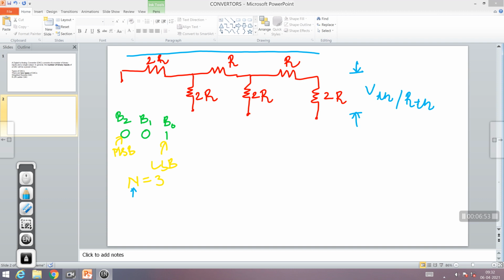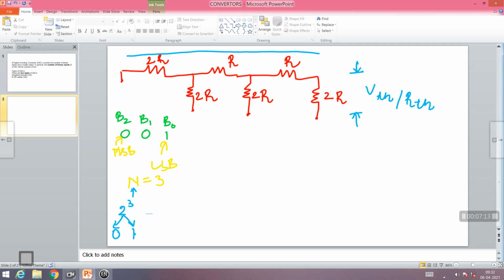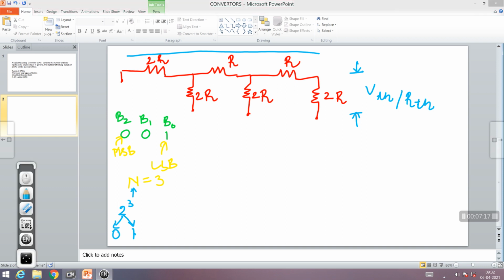So when I have 3 bits, the number of possible combinations are 2 raised to 3. Why 2? It is because each bit can take a value of 0 or it can take a value of 1. So for 1 bit which can take a value of 0 or 1, 2 raised to the power of 3, we have 3 bits, comes out to be 8.